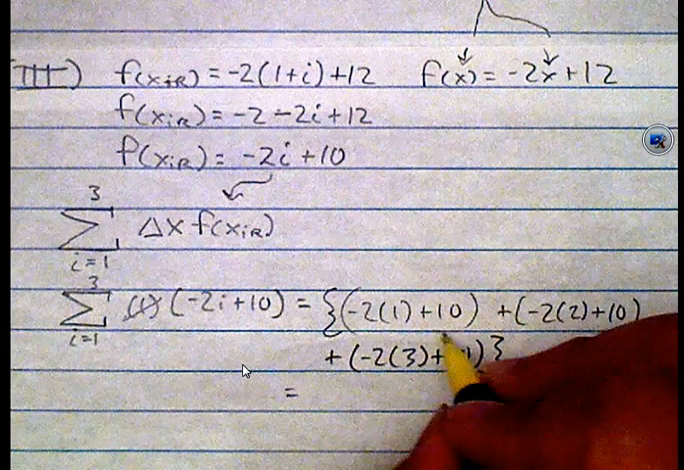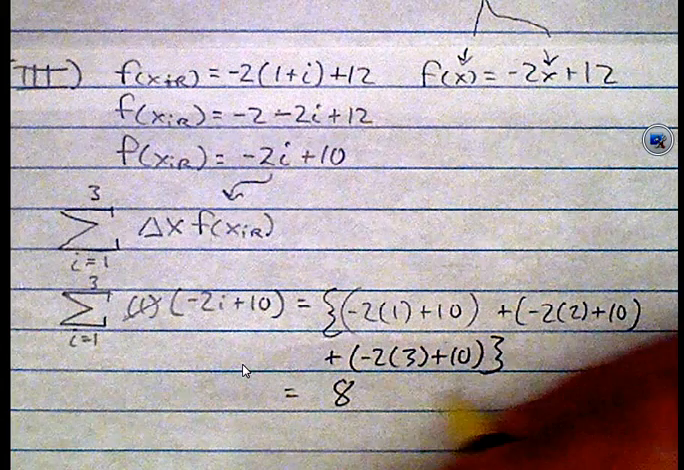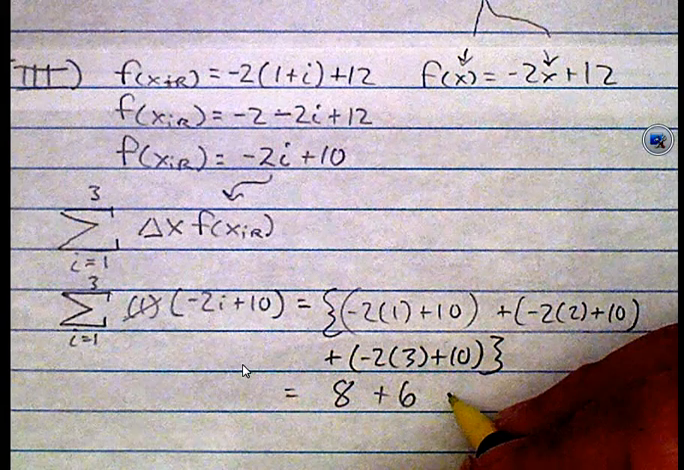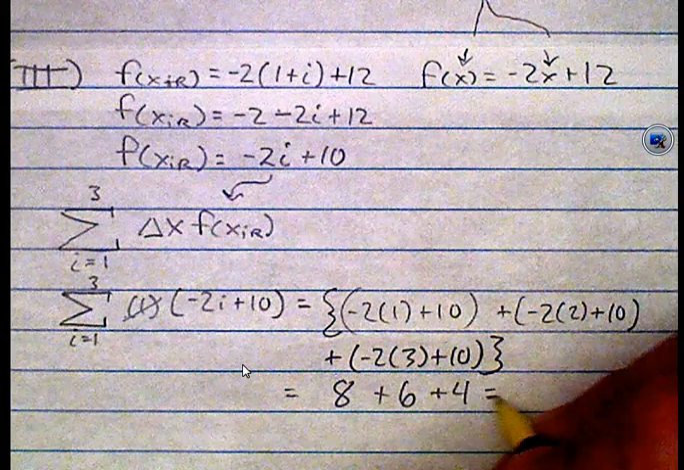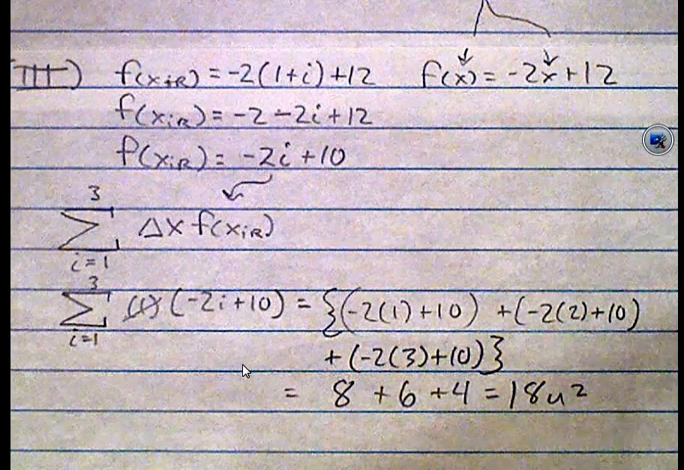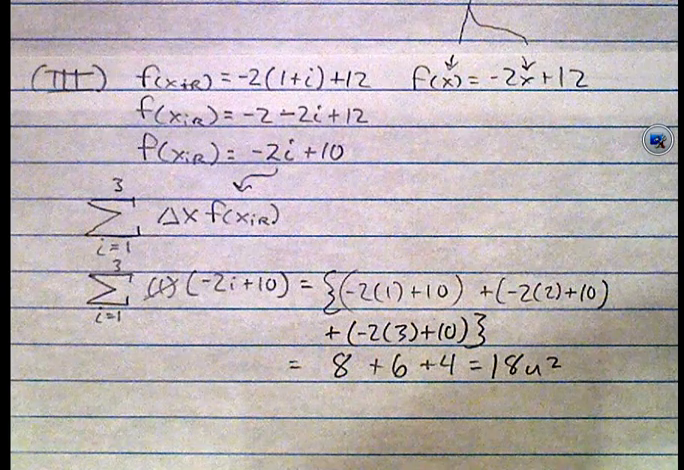Negative 2 times 1 plus 10 is 8. Negative 2 times 2 is negative 4 plus 10 is 6. Negative 2 times 3 plus 10 is negative 6 plus 10, which is 4. 6 and 4 is 10, and 8 is 18. 18 units squared. Okay. I told you it was the hard way.